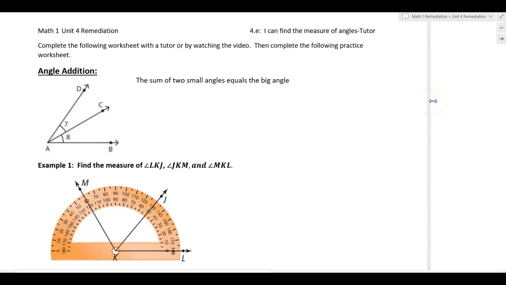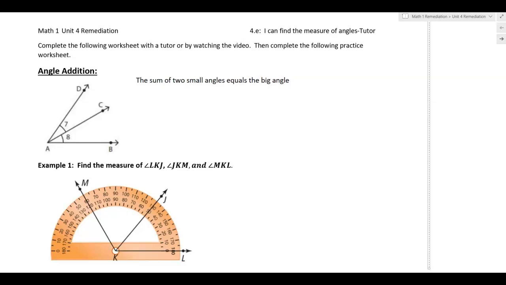This lesson is on 4E, which is finding the measure of angles. What we're going to do is break this down by each property we will use, followed by examples that use the property. And then at the end, we'll summarize when to use the combination of properties.